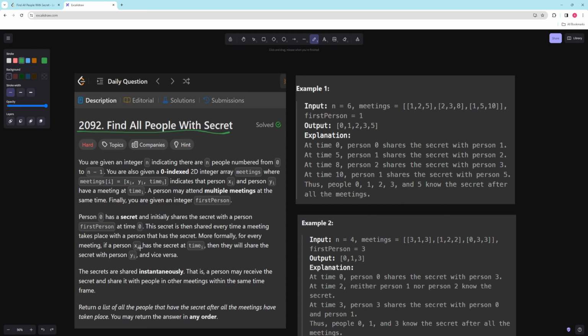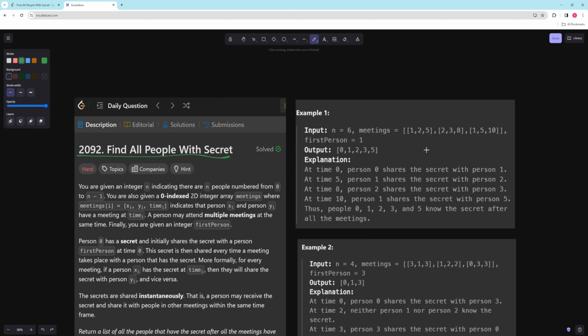And then every time there's a meeting, if person X has a secret, then they will share the secret with person Y and vice versa. The secrets are shared instantaneously. That is, a person may receive a secret and share it in other meetings in the same time frame. Return a list of all the people that have the secret after all the meetings have taken place. You may return it in any order.